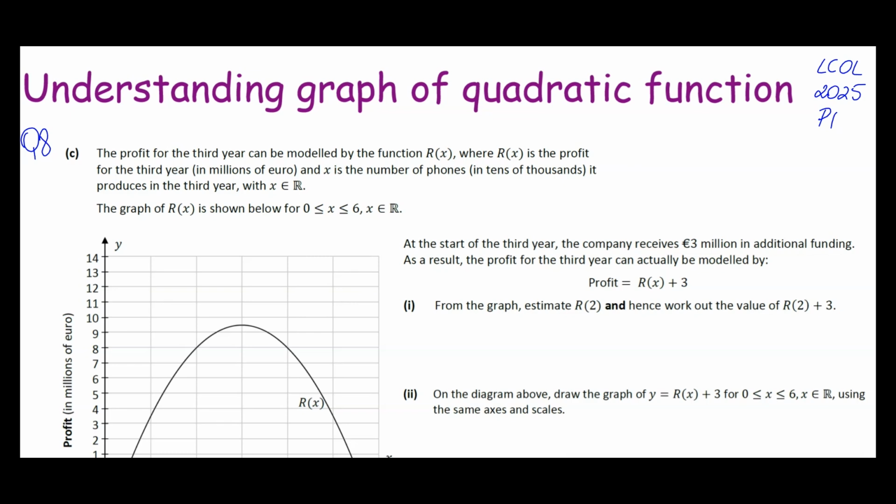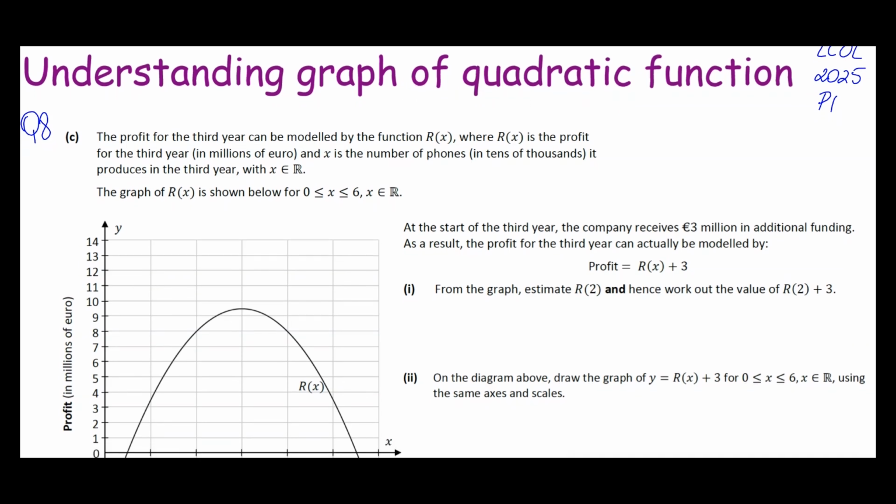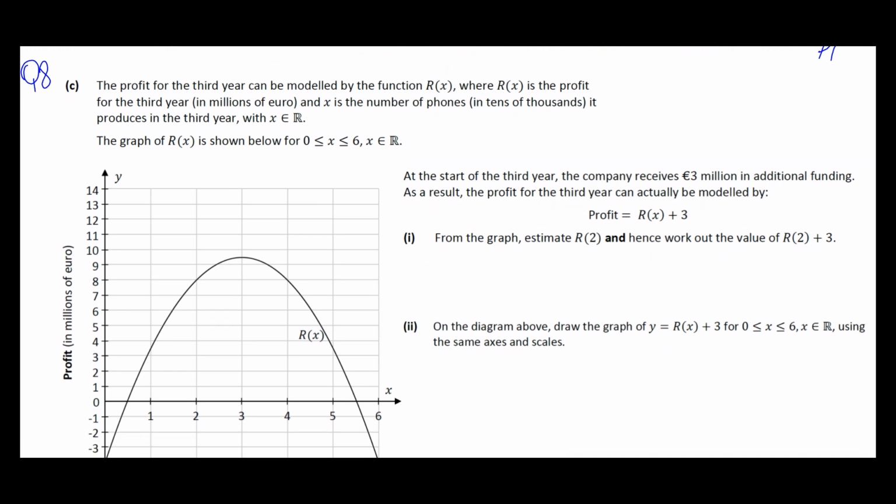In this part of the question, what we need to understand is the graph of a quadratic function, how to read it, but also what happens with it. So let's see. The profit for the third year can be modeled by the function R of x, where R is the profit for the third year in millions of euro, and x is the number of funds in tens of thousands it produces for the company in the third year.